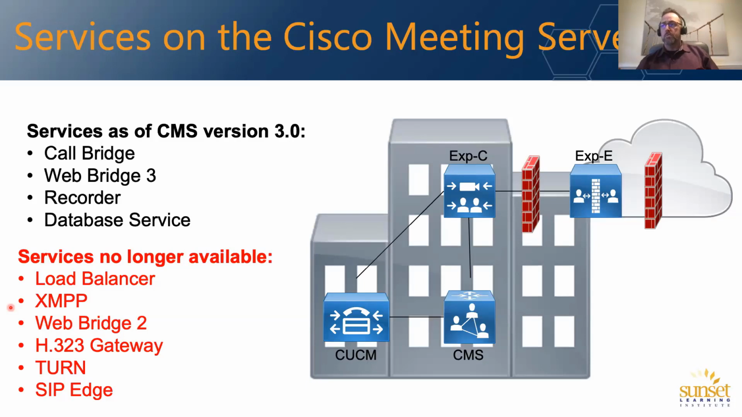WebRTC 2 was replaced by WebRTC 3, so there's no reason to have that service anymore. And WebRTC 3 is not dependent on XMPP anymore, so the XMPP service went away as well, right? So there's just no reason to run any of these services anymore. What we're left with, now that Cisco has streamlined these services down, is if you're running CMS version 3.x, you have a more powerful purpose-built on-premise conferencing solution with high scalability and powerful delivery of the highest quality meetings in the market.